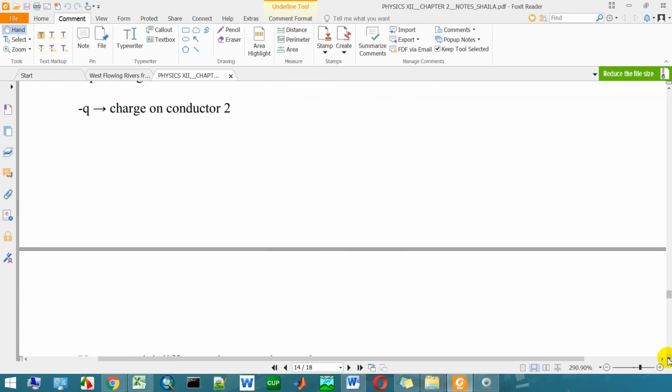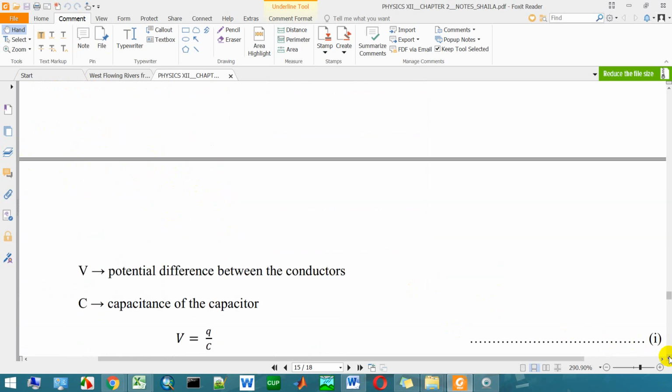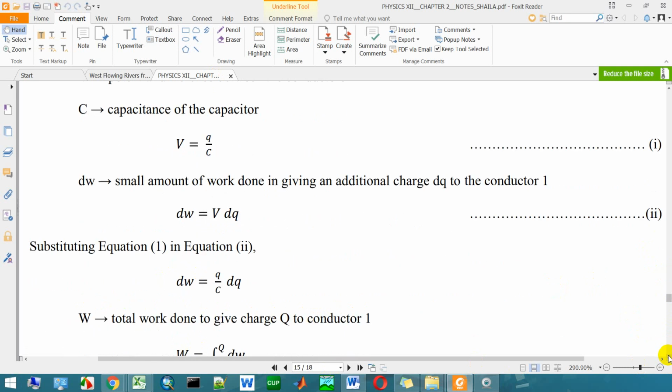Then we assume that at any intermediate stage, plus Q is the charge on conductor 1 and minus Q is the charge on conductor 2. V is the potential between the conductors, C the capacitance of the capacitor. And as we know, the potential difference is given by Q by C. And if dW is the small amount of work done in giving additional charge dQ to conductor 1, then the small amount of work done will be V into dQ.